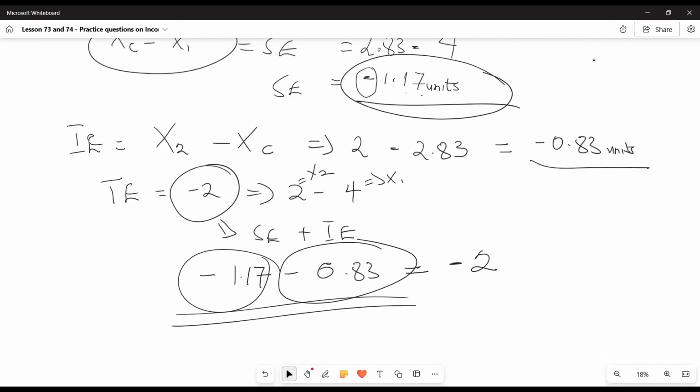This is all that we have looking at practical questions on income and substitution effect. Our next lesson is going to be on Hicksian versus Slutsky decomposition of income and substitution effect.